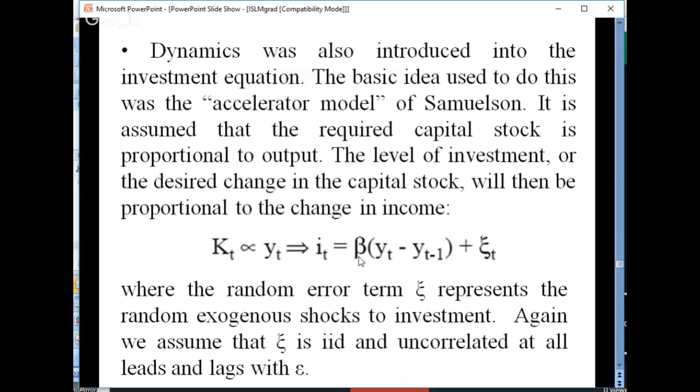So we can write beta, which is our coefficient, times Y_t minus Y_{t-1}, plus a wiggly term. I forget what this little wiggly term is, so I'm just going to call it a wiggly term. The random error wiggly term represents the random exogenous shocks to investment. Again, we assume that the wiggly term is IID and uncorrelated with all the leads and lags in epsilon.